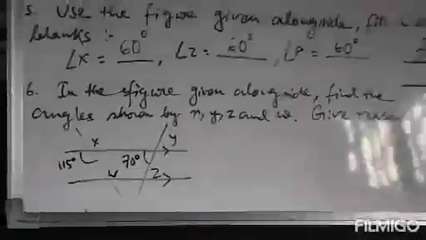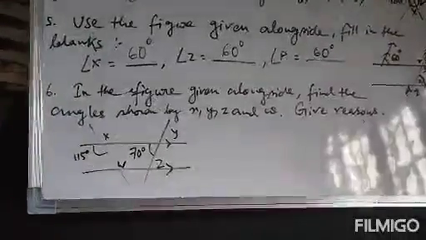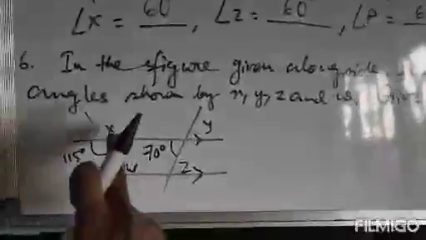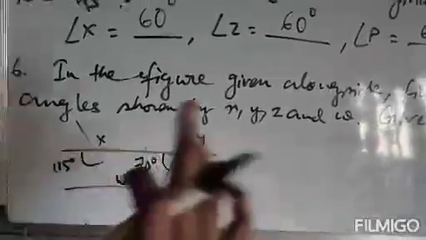Next question, question number 6. In the figure given alongside, find the angle shown by x, y, z and w. Give reasons. So we have to find x, y, z and w also.